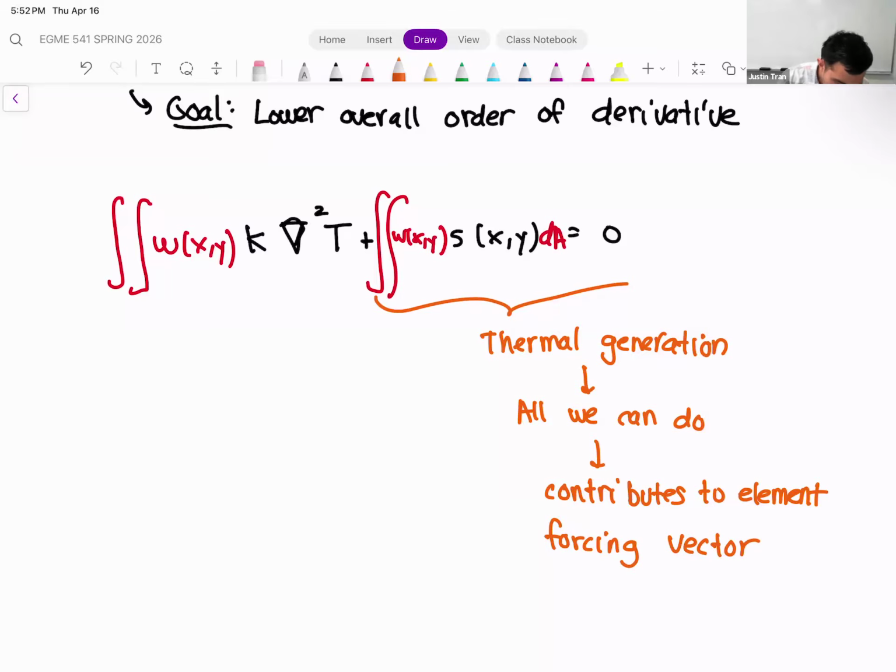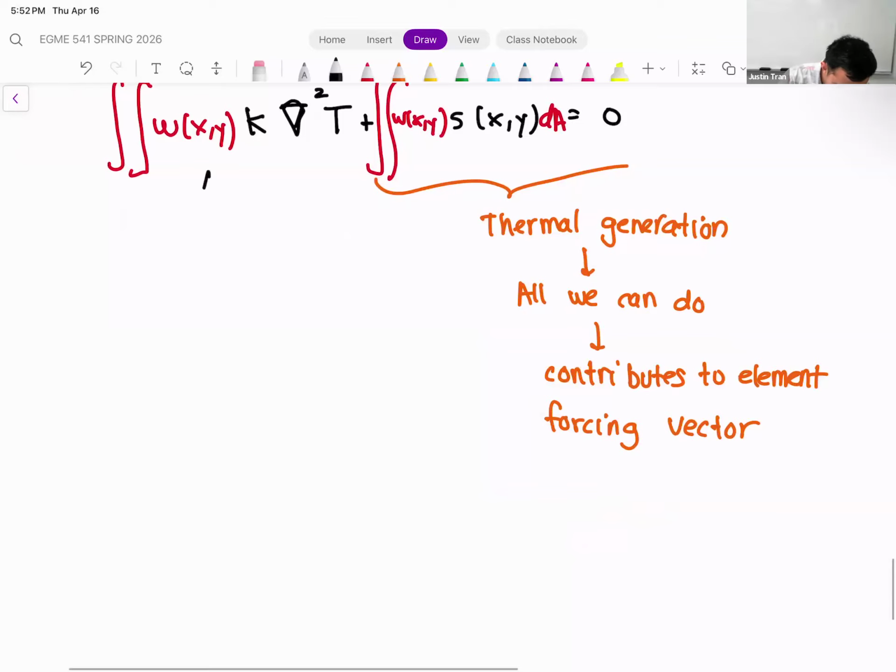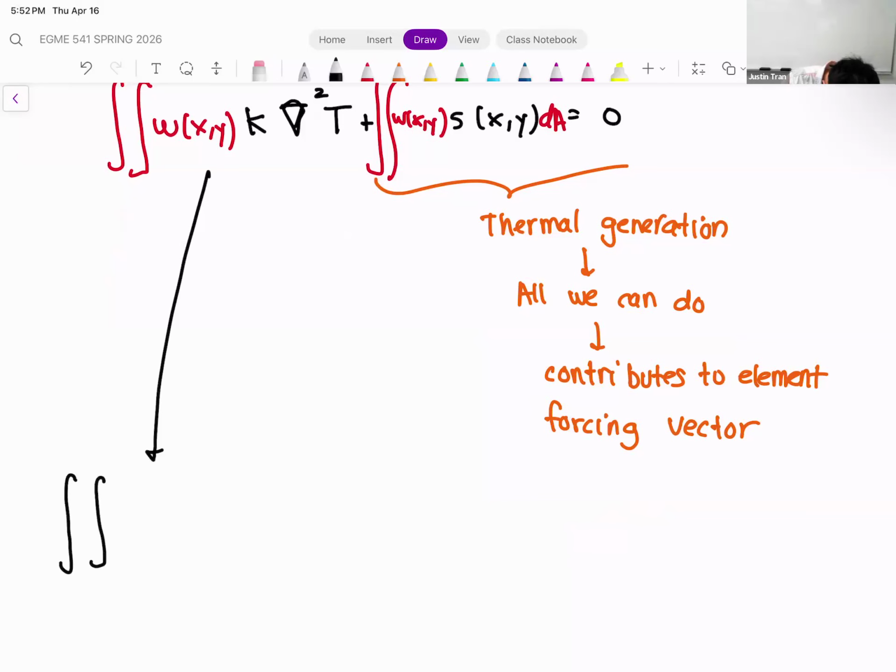So let's focus on the other integral instead. And let me rewrite it down here just to make it a bit more clear. We have the integral of w of x and y, the weighting function, multiplied by k. And the Laplacian, I'm actually going to break it up into a divergence operation and a gradient operation. So it's multiplied by nabla dot product with nabla T, integral with respect to area.